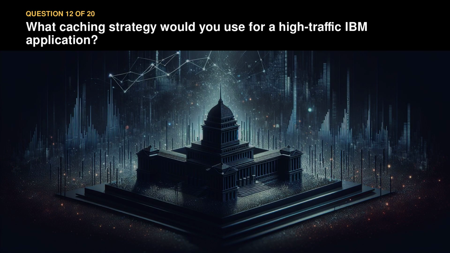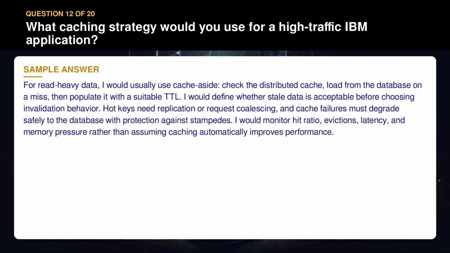Question 12. What caching strategy would you use for a high-traffic IBM application? For read-heavy data, I would usually use cache aside. Check the distributed cache, load from the database on a miss, then populate it with a suitable TTL. I would define whether stale data is acceptable before choosing invalidation behavior. Hot keys need replication or request coalescing, and cache failures must degrade safely to the database with protection against stampedes. I would monitor hit ratio, evictions, latency, and memory pressure rather than assuming caching automatically improves performance.